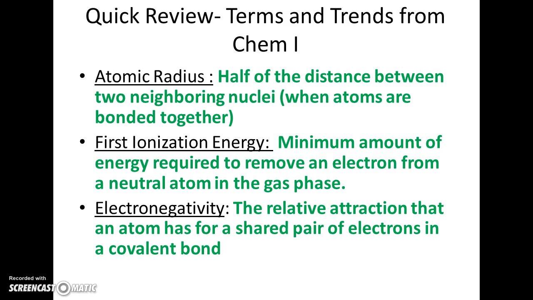And that gas phase part is important. And electronegativity is the relative attraction that an atom has for a shared pair of electrons in a covalent bond. These are relative to fluorine, which has the highest electronegativity, and that's set at 4, and all others are relative towards that. Ionization energy, in contrast, is typically measured in kilojoules per mole of an atom.